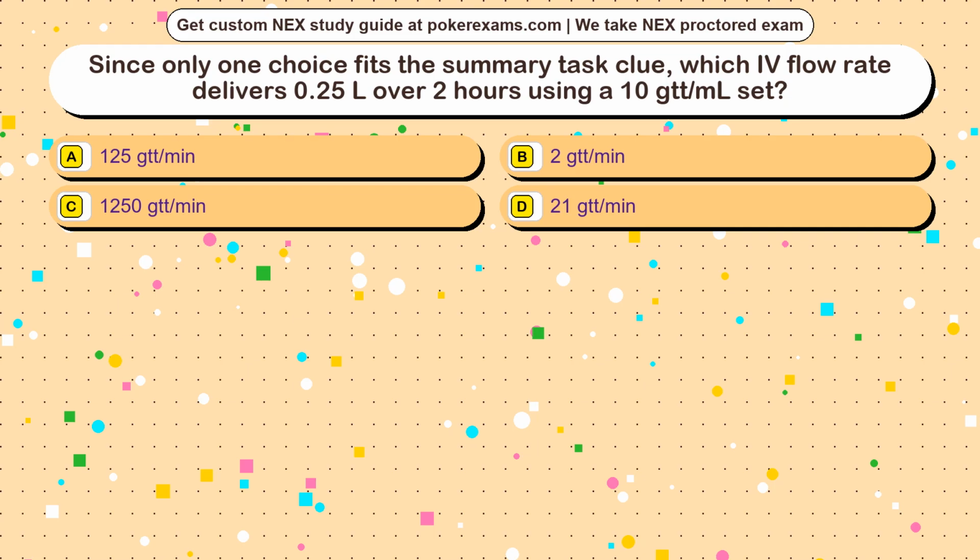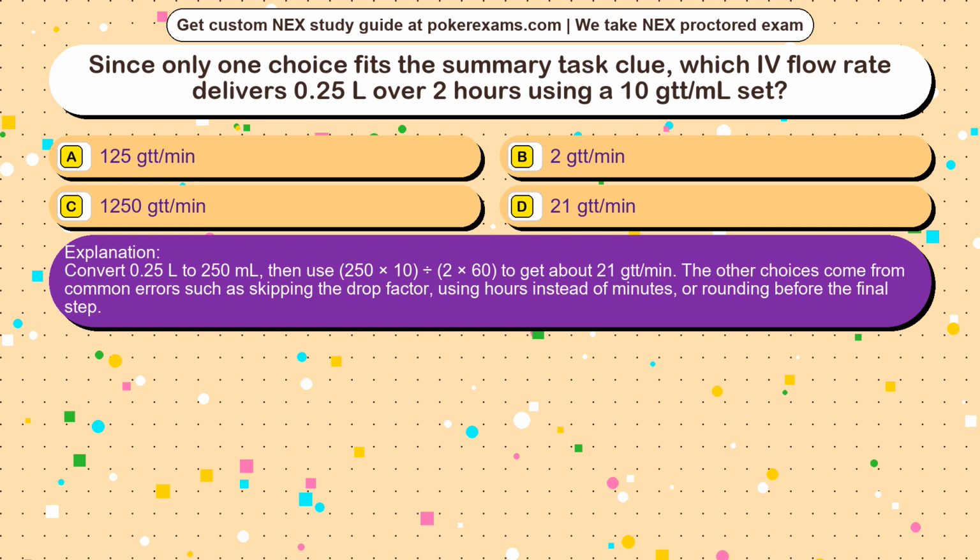The correct answer is option. Convert 0.25 L to 250 mL, then use 250 times 10 divided by 2 times 60 to get about 21 GTT/min. The other choices come from common errors such as skipping the drop factor, using hours instead of minutes, or rounding before the final step.